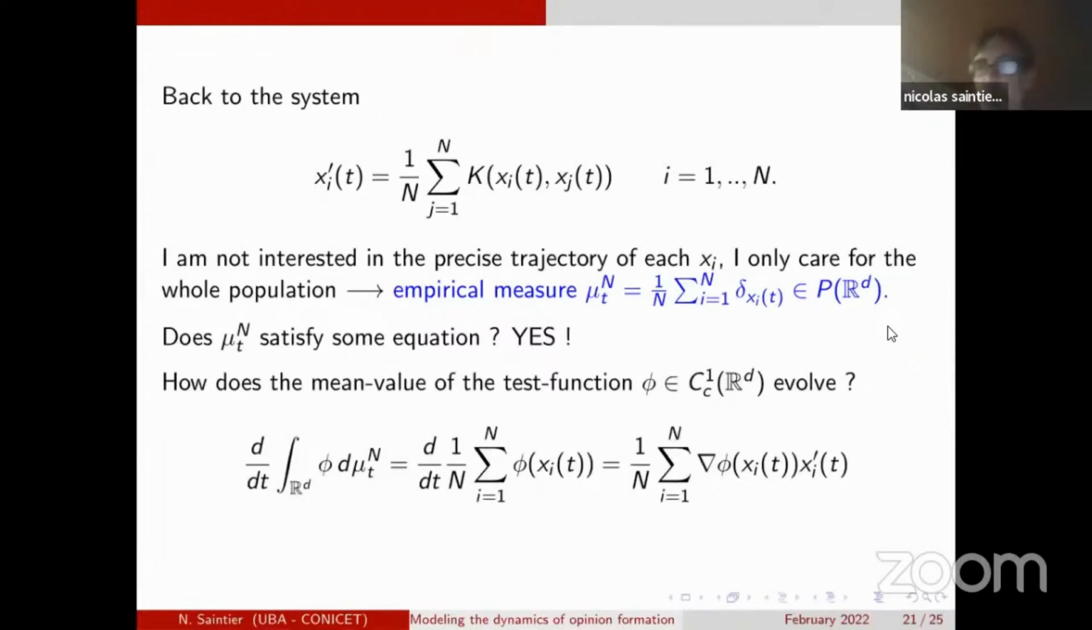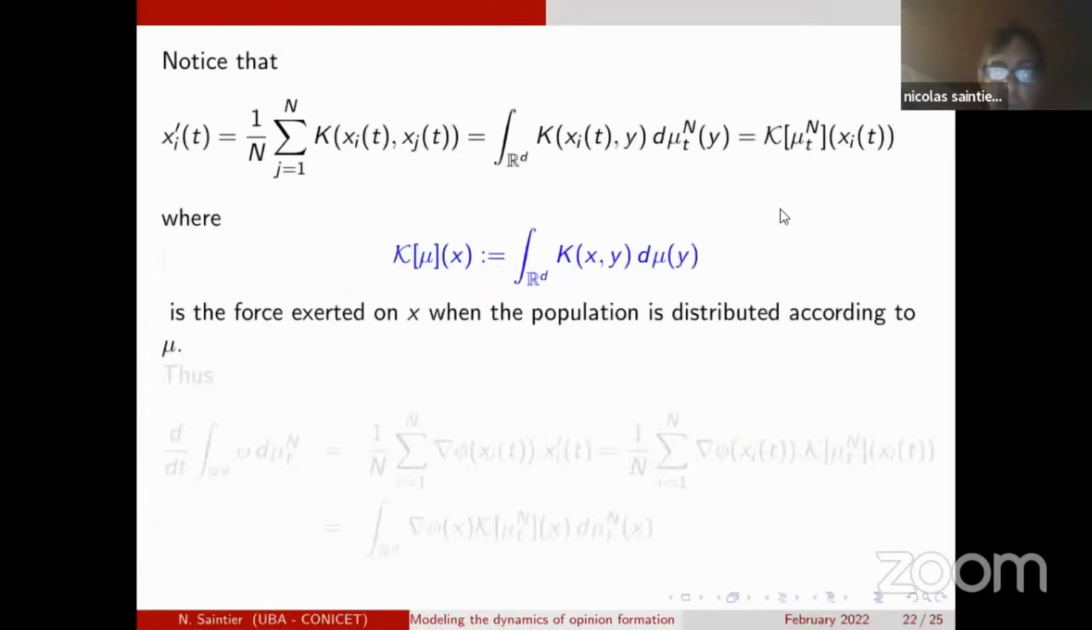And to find it, we do the same thing as before. We multiply mu by a test function, integrate, and take the derivative. And here this is quite easy because mu is a convex combination of Dirac masses. So this integral is only this thing here. We take the derivative, which is this one, and we rewrite this sum back as an integral that way. And now we get our vector field.